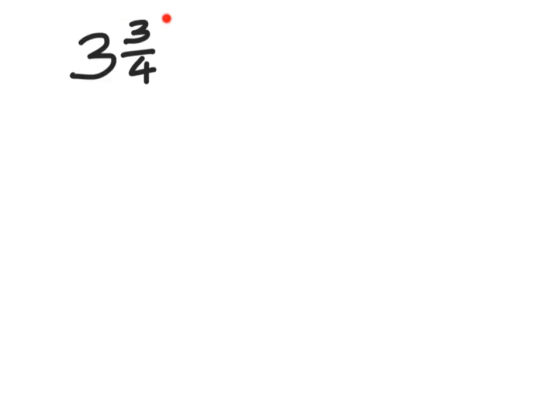Here we've got a mixed number. It is called a mixed number because you have a whole number, an integer. This is the integer part, and you have a fraction part, parts of the whole. So you've got the whole part and the fraction part, and this is called a mixed number.